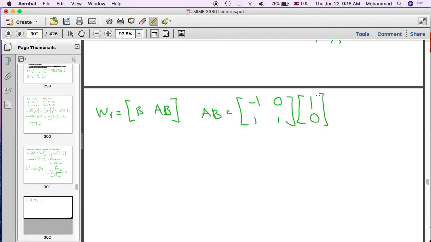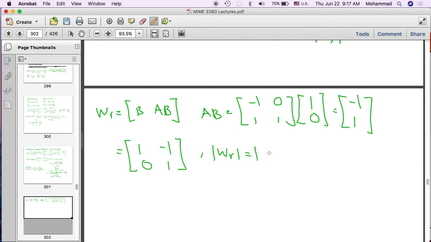So row 1 times column 1 gives you negative 1, and row 2 times column 2 gives you 1. So W reachability therefore is [1, 0; -1, 1], and its determinant is 1, which is definitely non-zero. So the answer is yes, controllable.